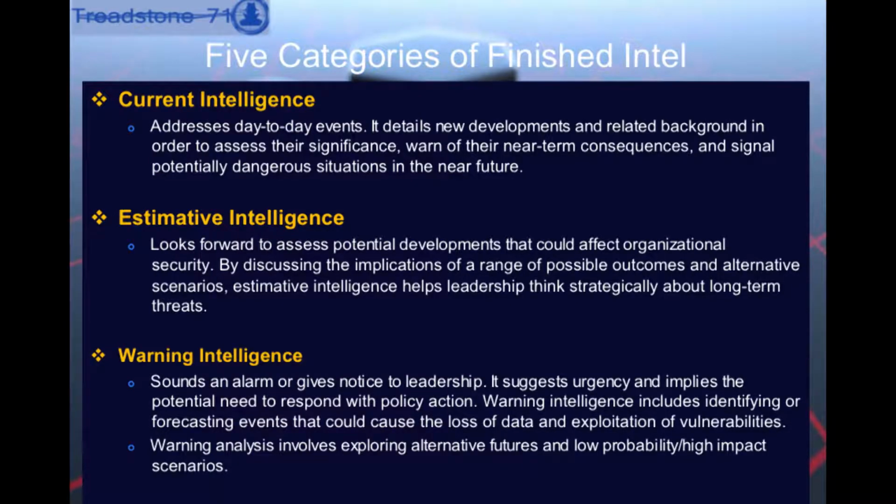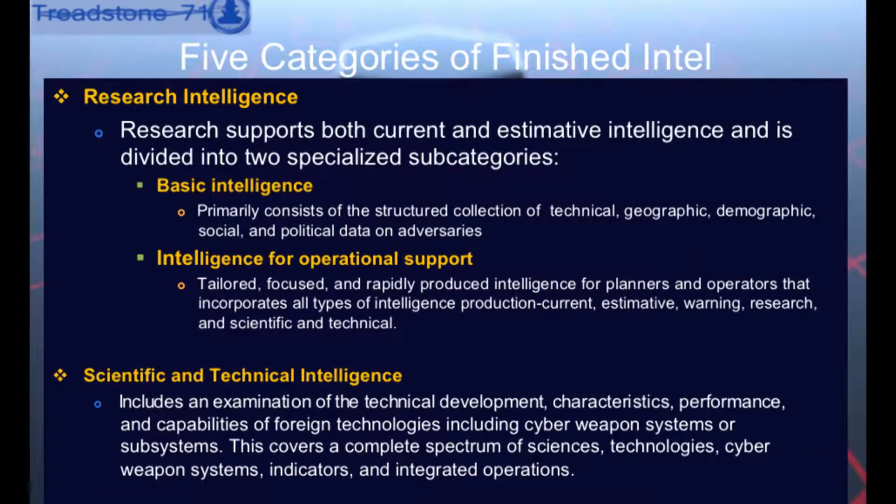Five categories of finished intelligence. Current intelligence, which is what we see a lot day-to-day, which a lot of Americans are comfortable with. Estimative intelligence, or looking down the road and estimating what might happen based on the information you've got. Warning intelligence, we know what that is: hey, something's going to happen, best be prepared for what's coming next. Then there's also research intelligence, which includes several different areas. Sometimes you need to do a lot of research intelligence to build the foundation of your program. And then there's scientific and technical intelligence.